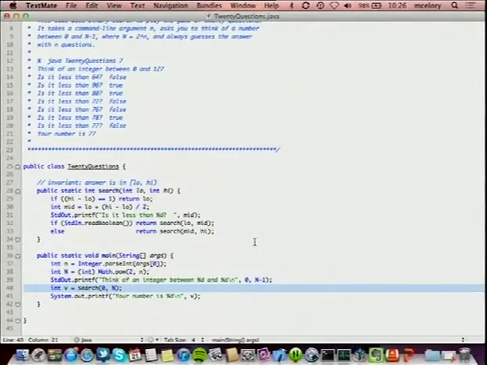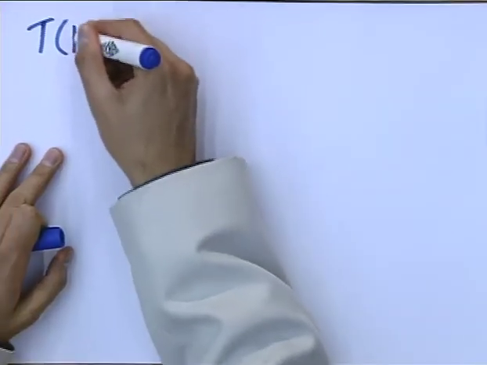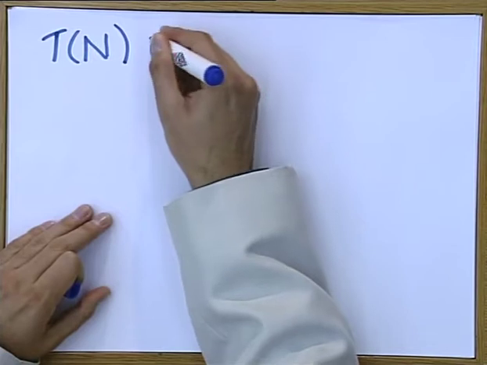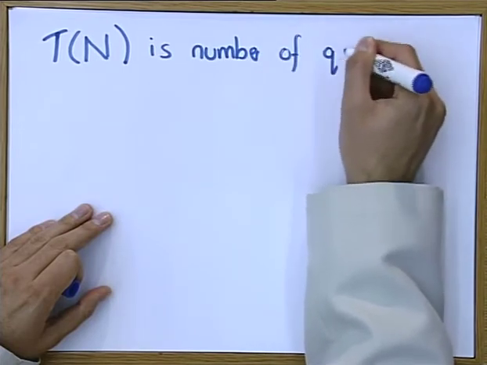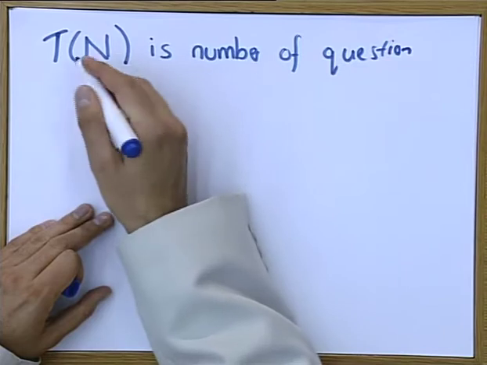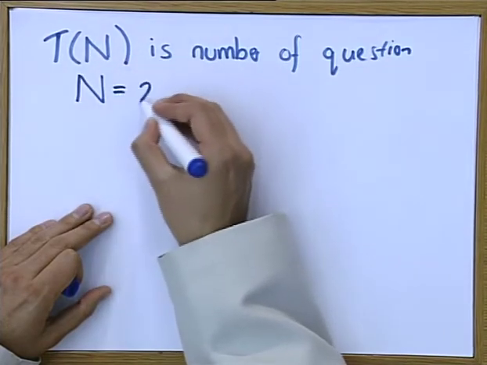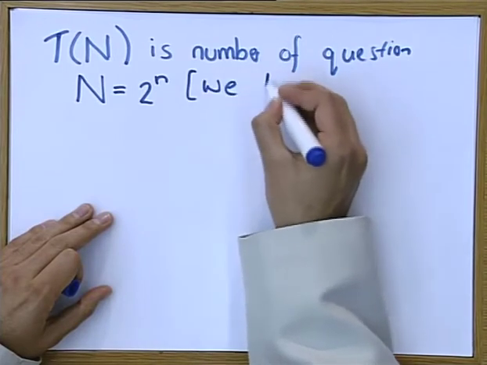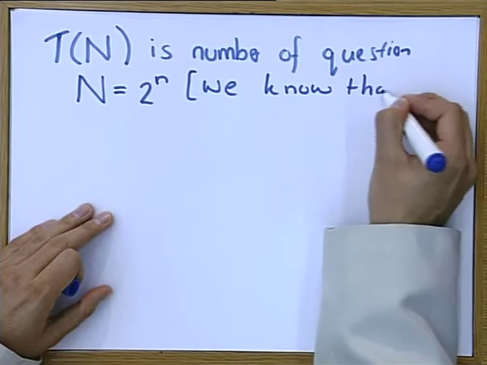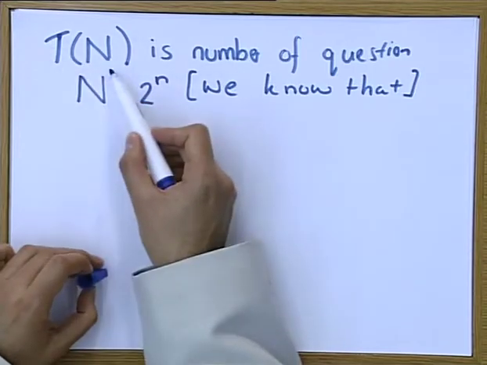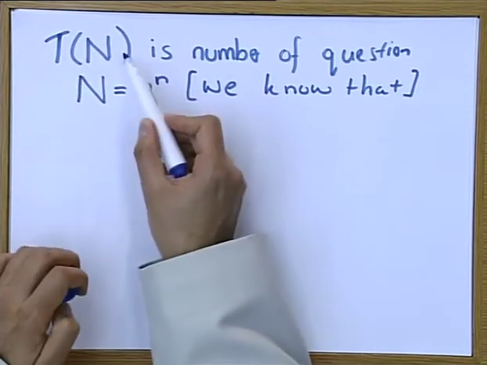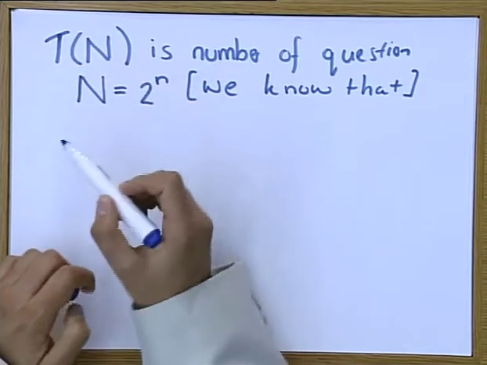So let's make some running time analysis of this little program that I have over here. Let Tn be the number of questions. So Tn is the number of questions. And we know, of course, that n is a power of 2, and n is equal to 2 to the power of n. We know that. Okay, so what we're trying to find out now is how many questions we ask to get to the answer that we're finding. So Tn is the number of questions.